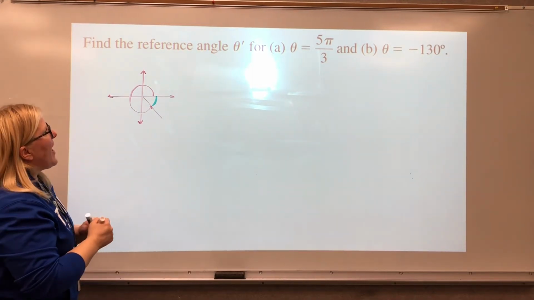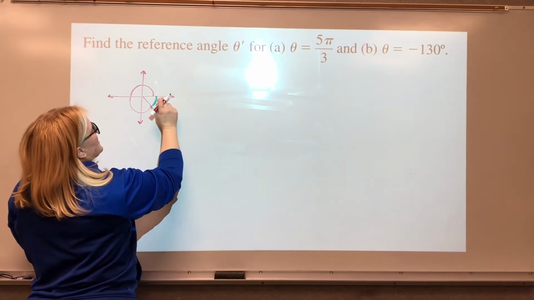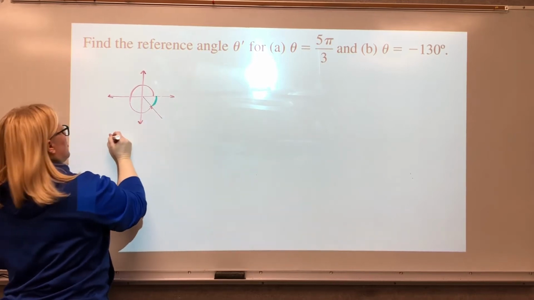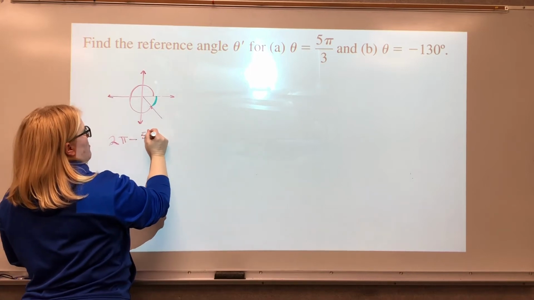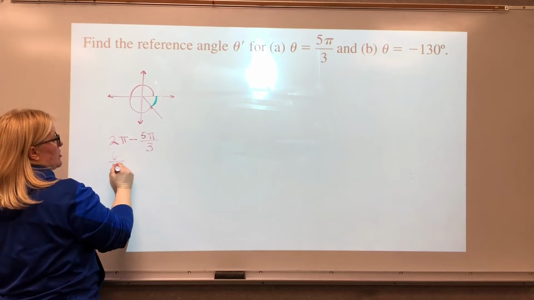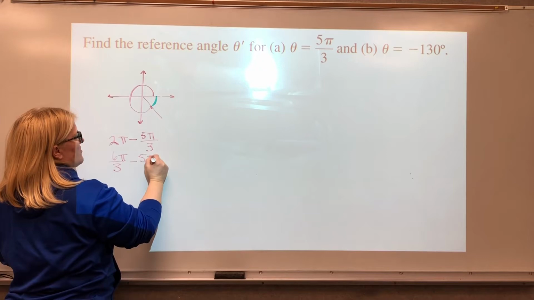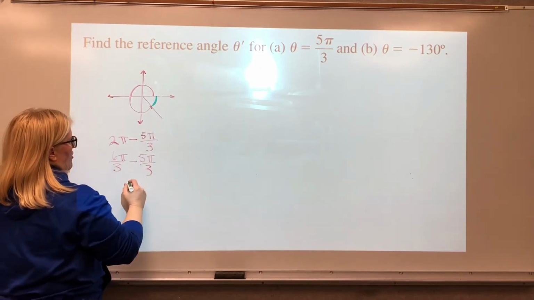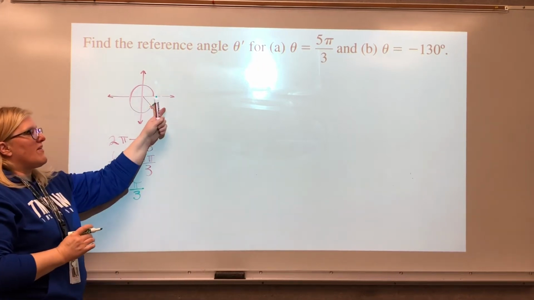So if I have 5/3 pi, I need another third to get to 2 pi. If I take 2 pi and subtract 5 pi over 3, 2 is the same thing as 6/3, or 6 pieces in my pizza, minus 5/3 pi is going to give me pi over 3. So that is my reference angle here.